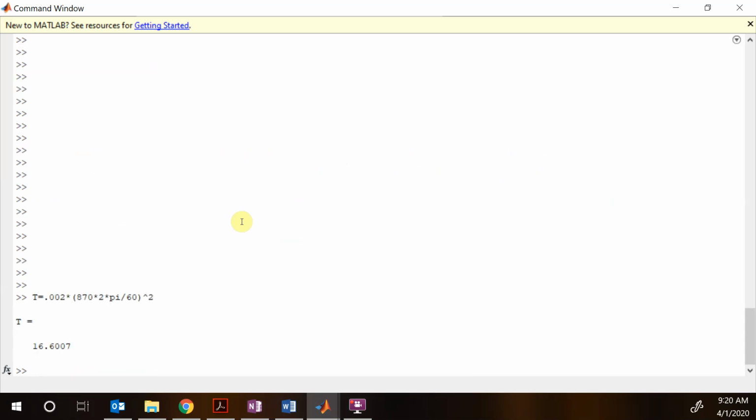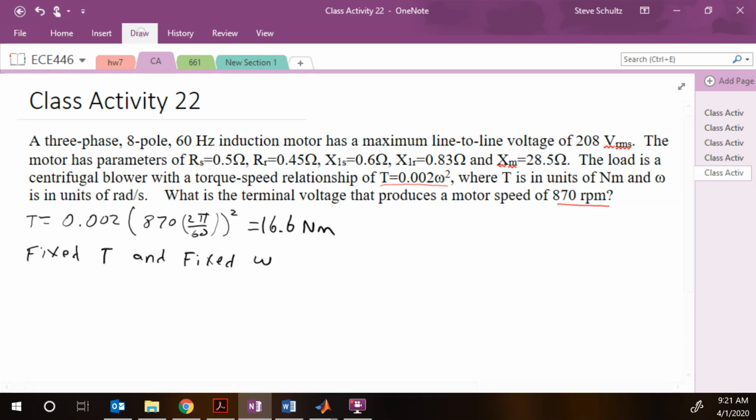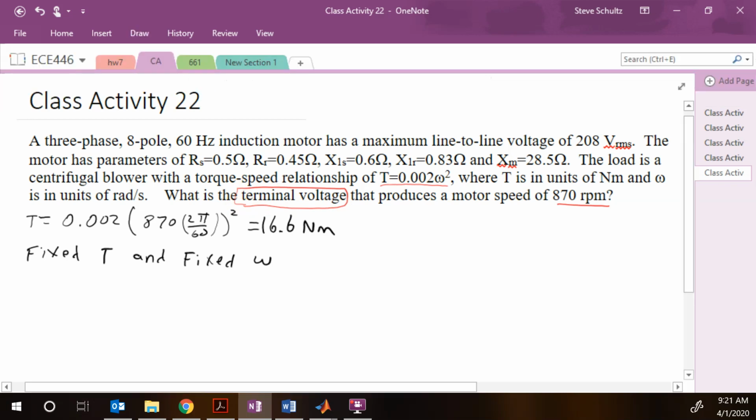So 16.6 Newton meters. So you see here we have a fixed torque and a fixed speed, which means that we're going to have to adjust the terminal voltage to get the right torque and speed relationship. So this time we're going to be adjusting the voltage. So first of all, let's start by calculating what our slip is since we have a fixed speed.